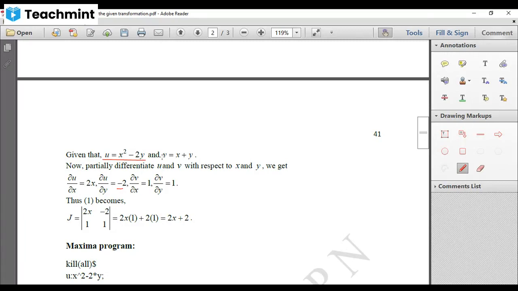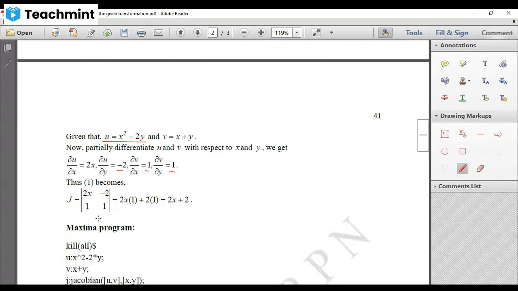Then the partial derivative of v with respect to x is the derivative of x, which is 1, plus the derivative of y, which is 0. So simply you'll get 1. Then the partial derivative of v with respect to y is the derivative of x, which is 0, plus the derivative of y, which is 1. So simply you'll get 1. Now substitute all these in the determinant. The partial derivative of u with respect to x is 2x. The partial derivative of u with respect to y is minus 2. The partial derivative of v with respect to x is 1. And the partial derivative of v with respect to y is 1.